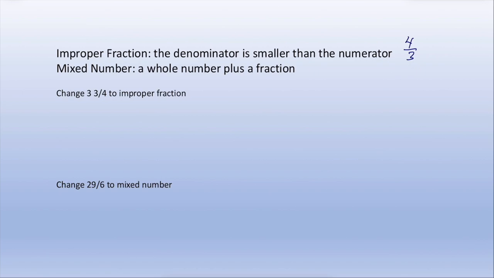A mixed number is a whole number plus a fraction. Something like 2 1/3, that would be a mixed number. Now, I'm going to show you how to change back and forth between those two things.